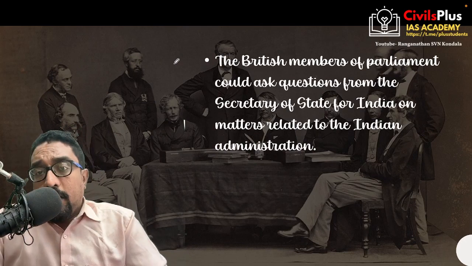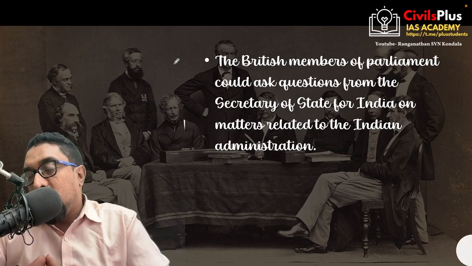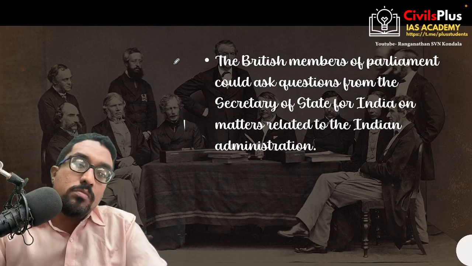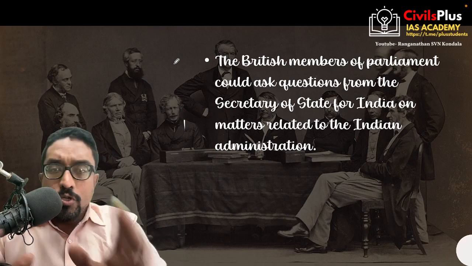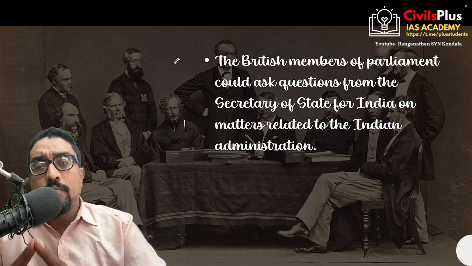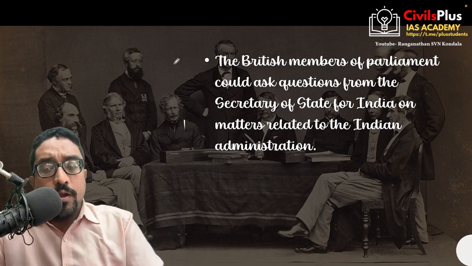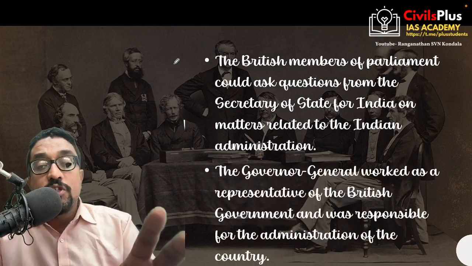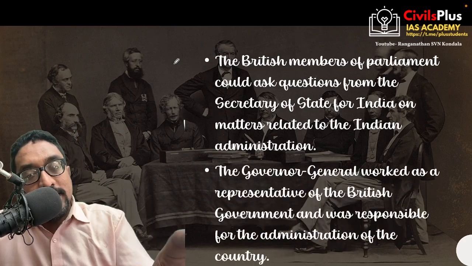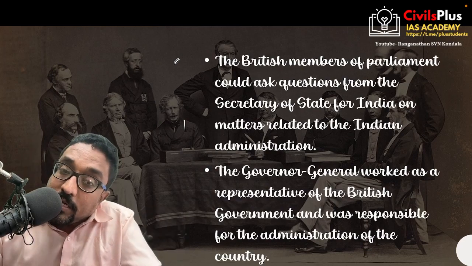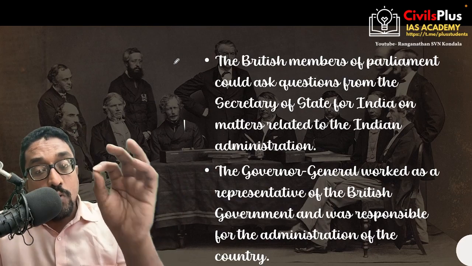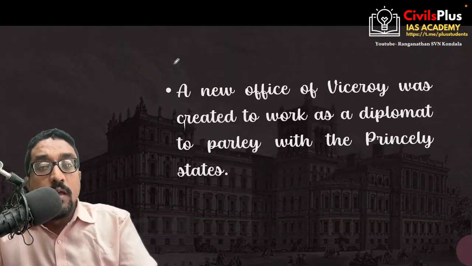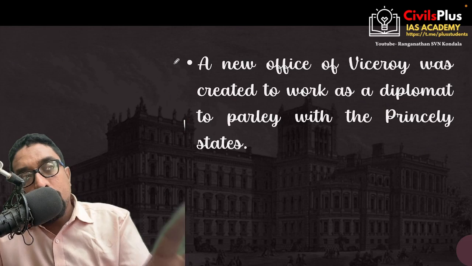The British members of parliament could obviously, since it was a responsible government, hold the Secretary of State for India completely answerable to the British Crown or British Parliament. So British MPs could ask any question of the Secretary of State for India on matters relating to Indian administration. This provision previously was not there. The Governor General essentially worked in India as a representative of the British government and was totally responsible for the administration of the country. Now, similarly, a new office was created called Viceroy.